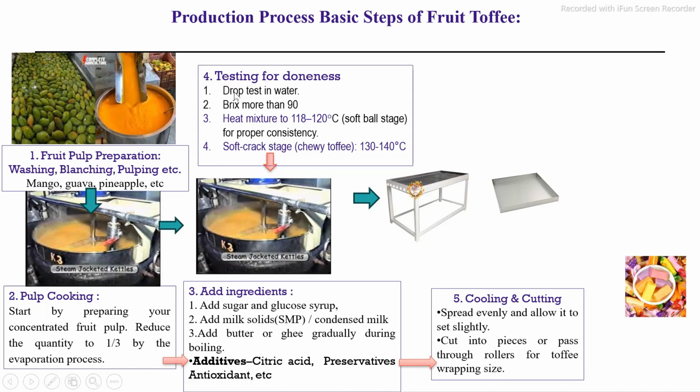On completion of the cooking, we can test the doneness by different methods. The first is the drop test in water. This is the traditional way we can test the final doneness of the product.